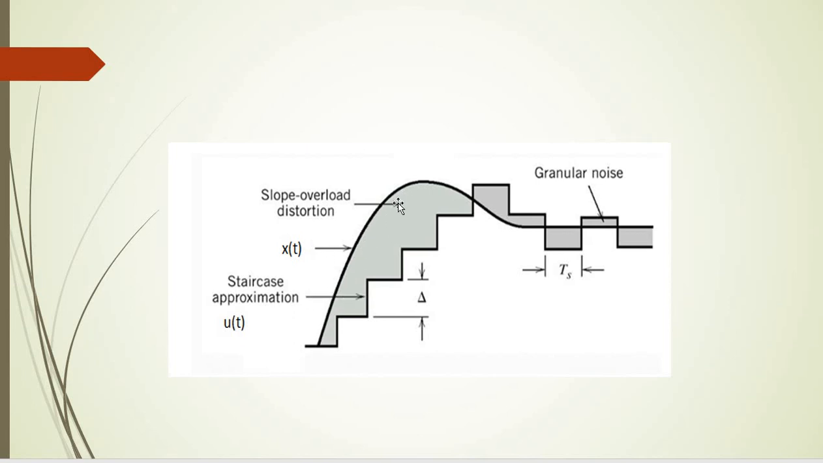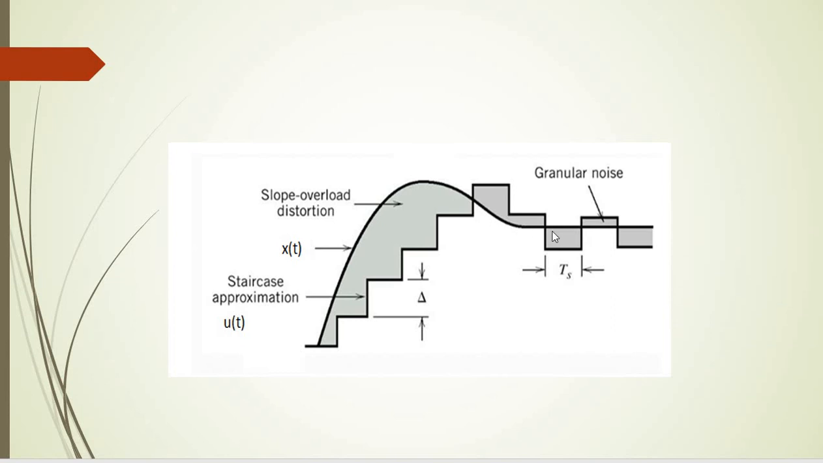Slope overload error is nothing but, suppose the input signal x(t) is increasing or decreasing at a faster rate, we can see here the stair-step step size is very small relative to the change, so some portions of the input may not be sampled, and that kind of noise is known as slope overload error.